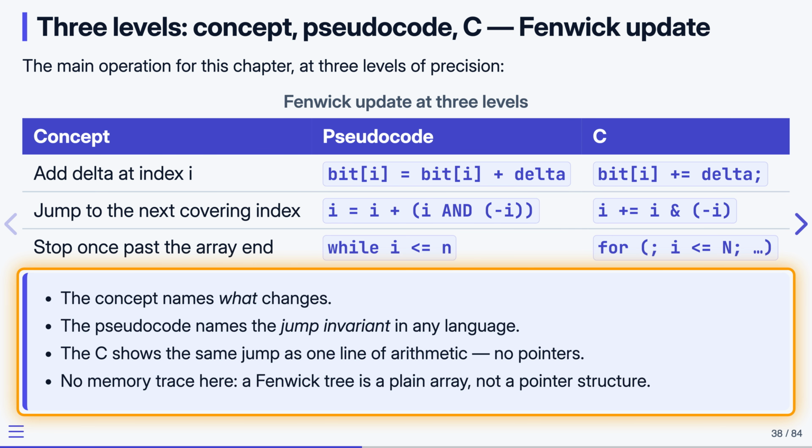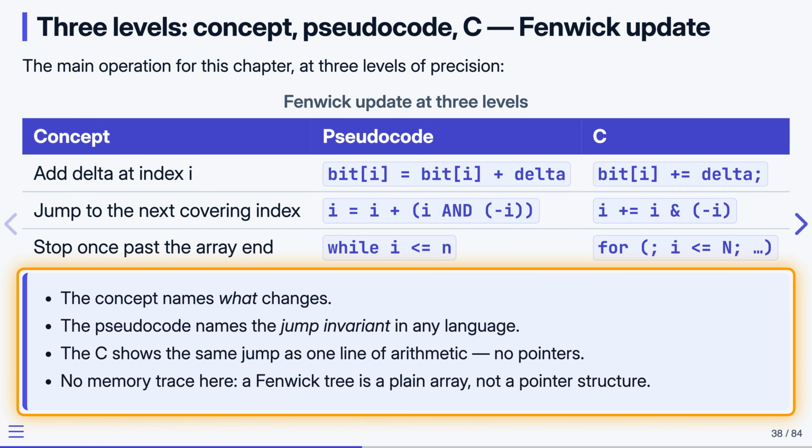We need no memory trace here. A Fenwick tree is a plain array, not a pointer structure. There are no addresses and no arrows, just index arithmetic. That is the theme of this whole chapter, arithmetic instead of pointers.